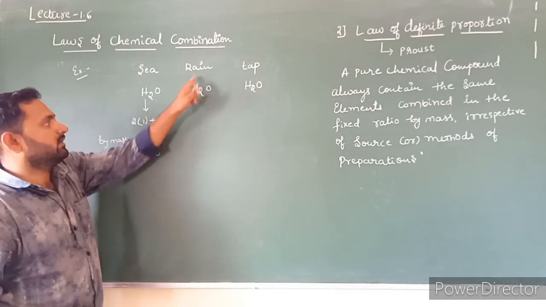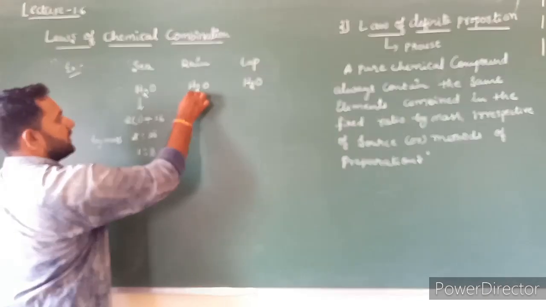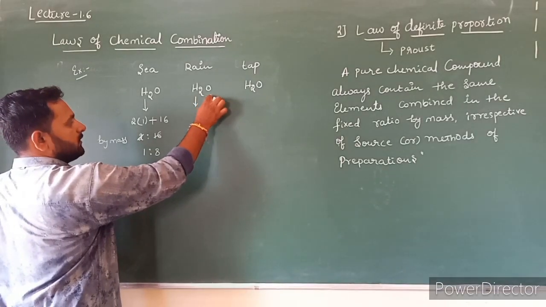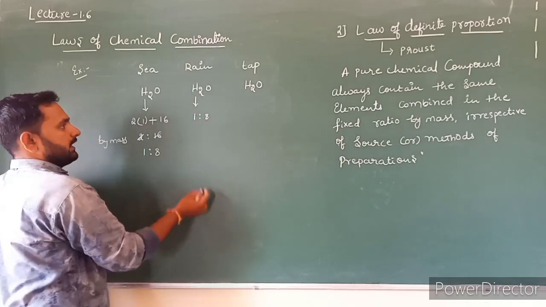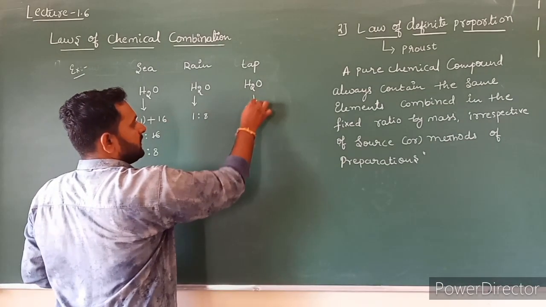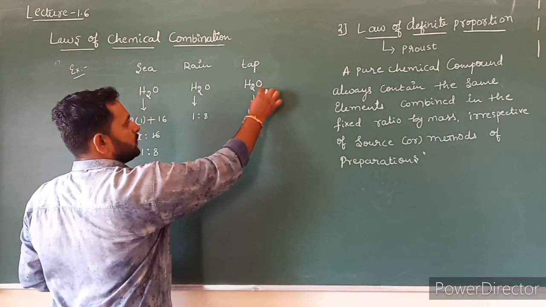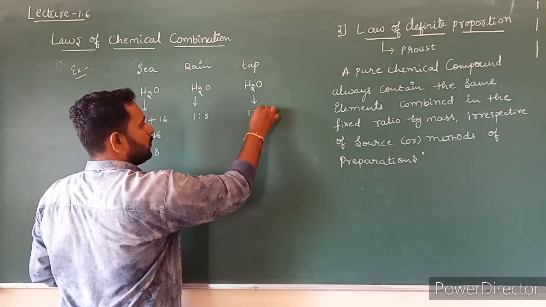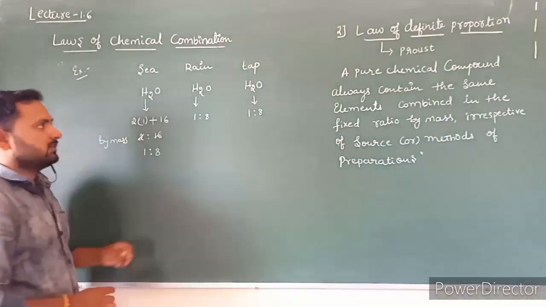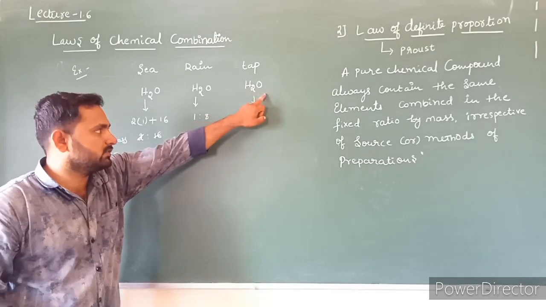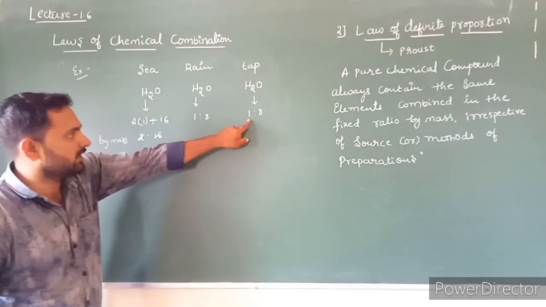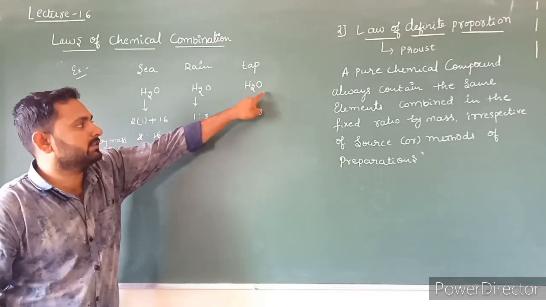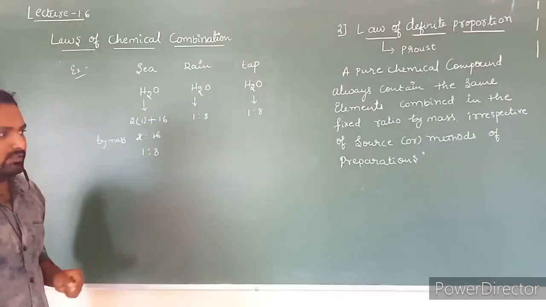Now let us check in rain water. Here also there are 2 hydrogens and 1 oxygen, so here also the ratio is 1 is to 8. In tap water, here also there are 2 hydrogens, 1 oxygen, so the ratio is 1 is to 8 by mass. The ratio of hydrogen and oxygen is 1 is to 8 by mass, which means 1 gram of hydrogen combined with 8 gram of oxygen.